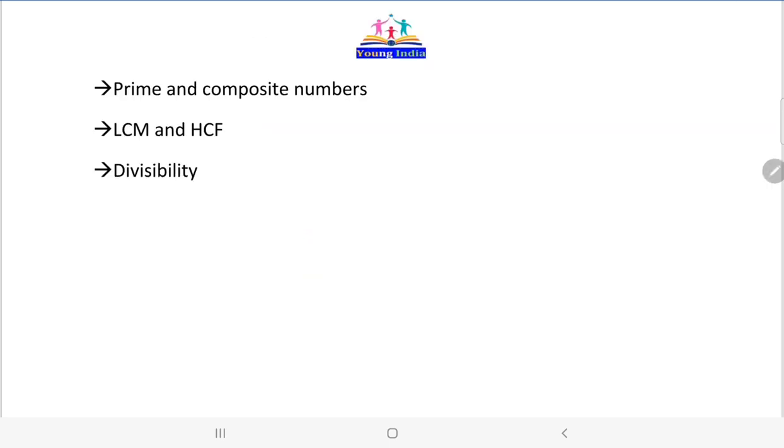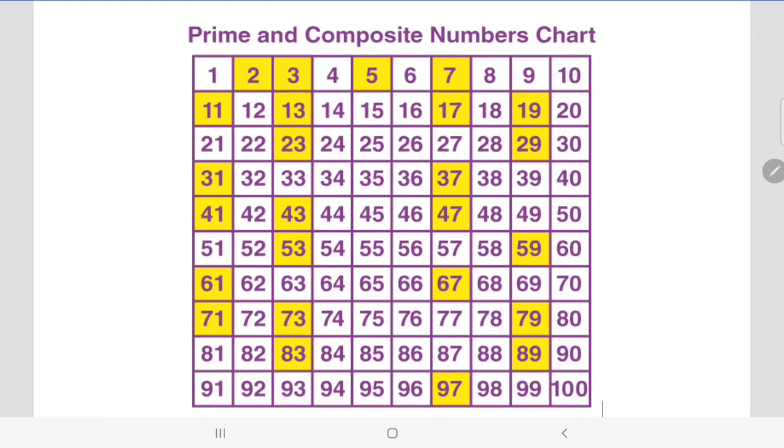Now let us move on to the topic that we want to discuss here, that is prime and composite numbers. So first let us see what is meant by prime numbers. Any number that has its factors as 1 and the number itself is known as a prime number. I know you will be confused if I tell you in the form of a definition. So let us move on to some examples.